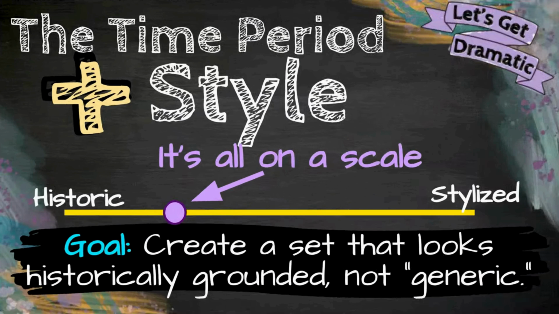So we've talked about time period and we've talked about style. It's all on a scale. So you've got your historic side, your time period right over here, and then your style over here. Each play that you do is going to be different. Like I showed you in that one that was very bright colors, but it still had a mid-century modern look to the furniture. It would have been more stylized. If you're going very classic, you'll be more historic. Just know that you do have room to play on that scale.